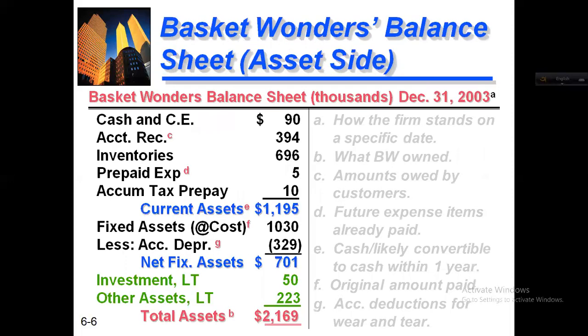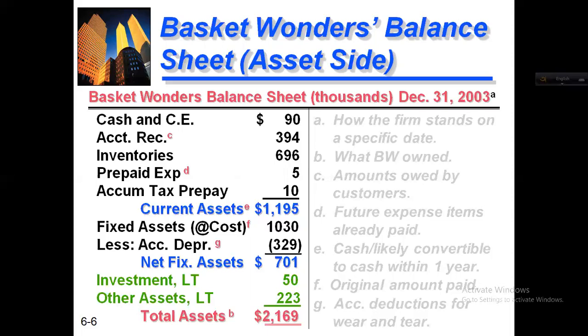So here is the example of the balance sheet asset side. You can see in the balance sheet there are two sides. One side is the asset side and another side is the liability side. So what are the items that we can get on the asset side? On the asset side we can get cash and cash equivalent, that is $90. Accounts receivable, $394. Inventories, $696.